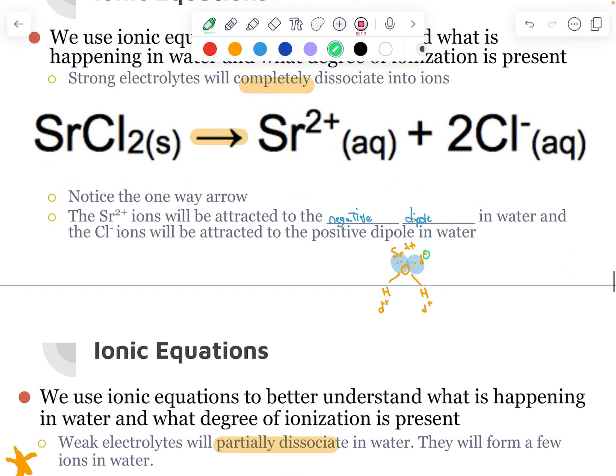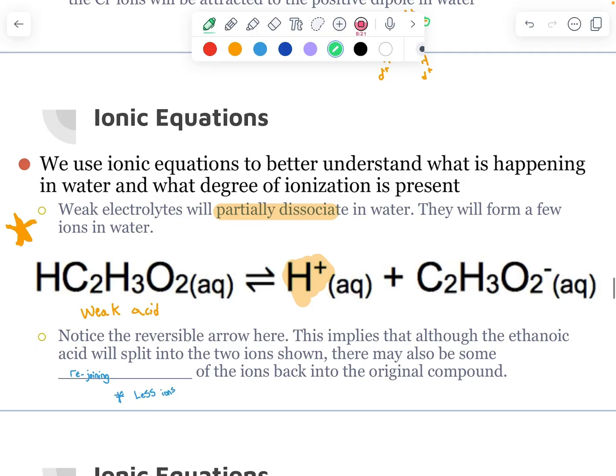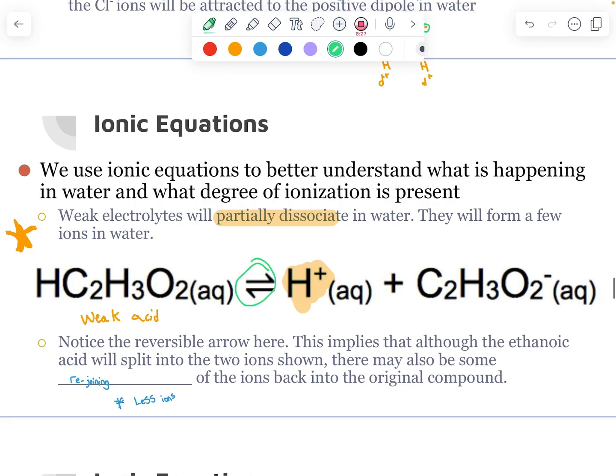Then we have this reversible arrow, so we have this weak acid, I think this is ethanoic acid, yeah. So it'll split into the two ions shown, but not fully. So there may be some rejoining of the ions back into the original compound, and this is how we show this reversible arrow, or this equilibrium arrow.